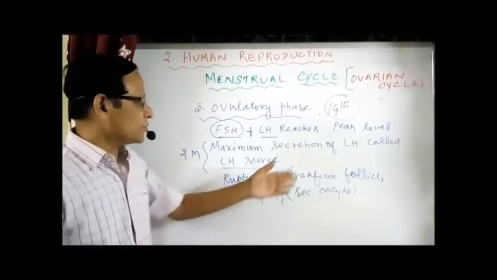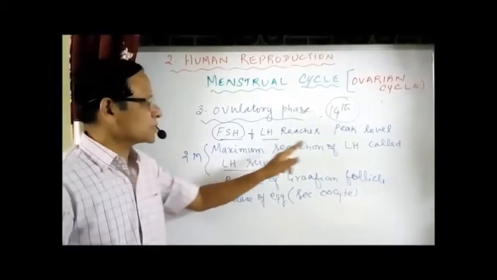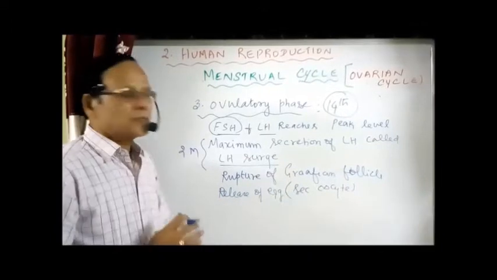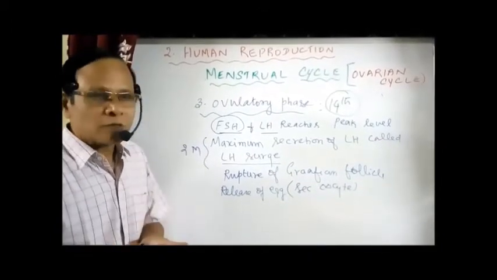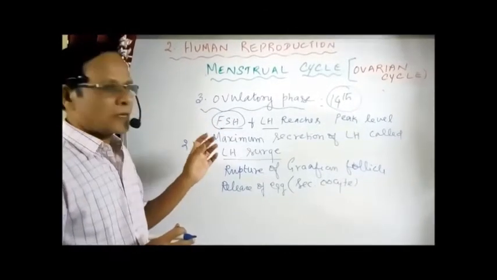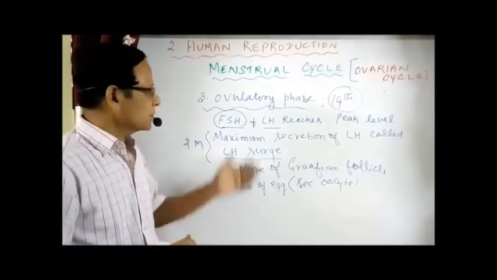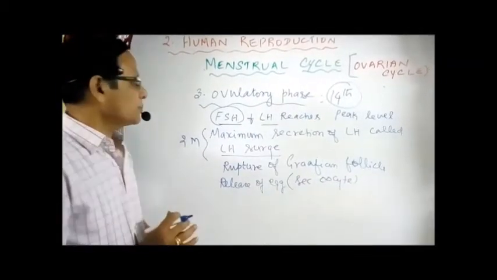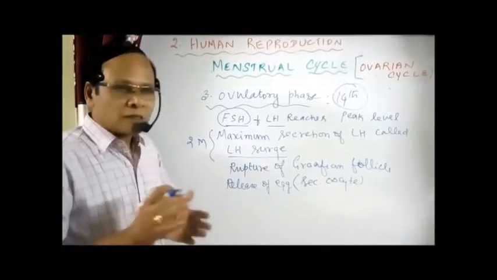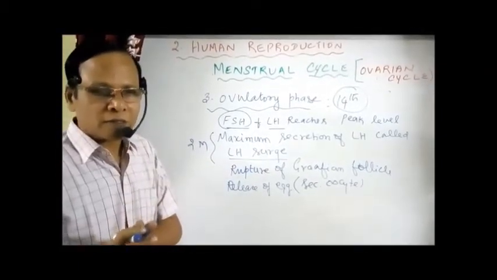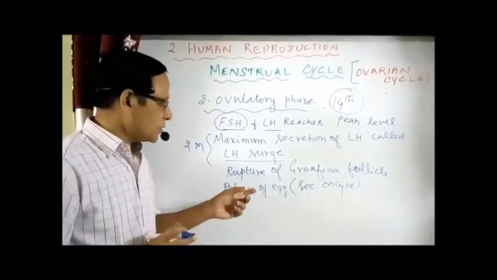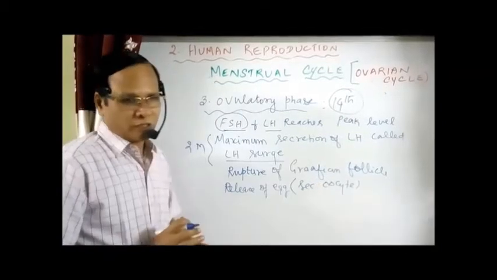So the rupture of the Graafian follicles occurs because of the maximum secretion of luteinizing hormone, and the release of the egg, that is the secondary oocyte, occurs. This process is called ovulation. So during the ovulatory process, FSH level decreases and LH level increases, then maximum secretion of LH occurs, called LH surge, which causes the rupture of the Graafian follicles and the release of the egg. At the time of ovulation, the egg is in the secondary oocyte stage.